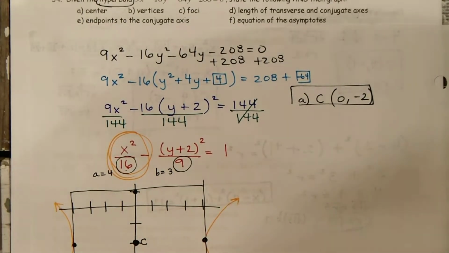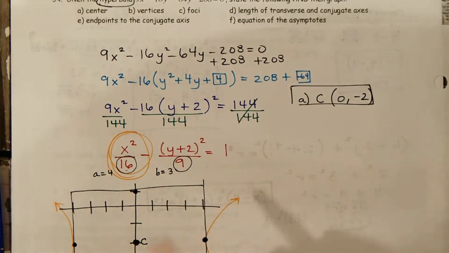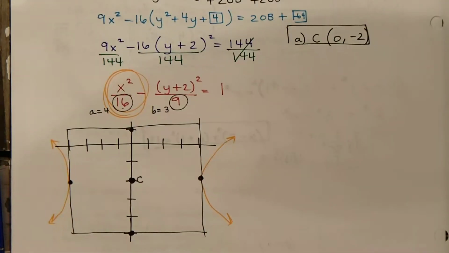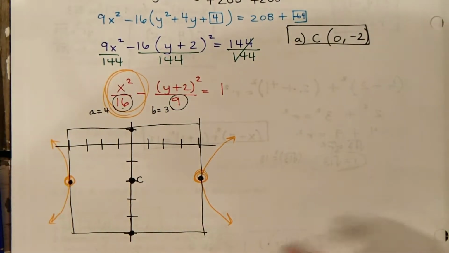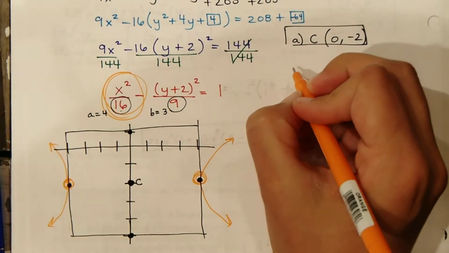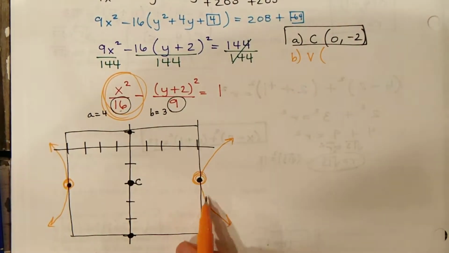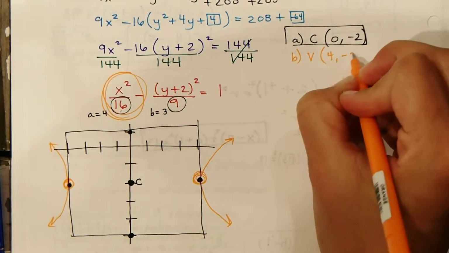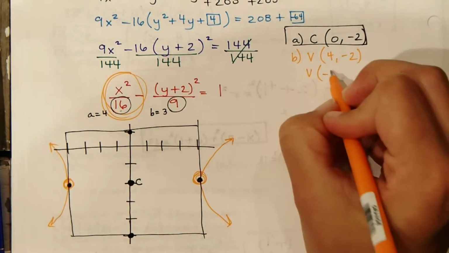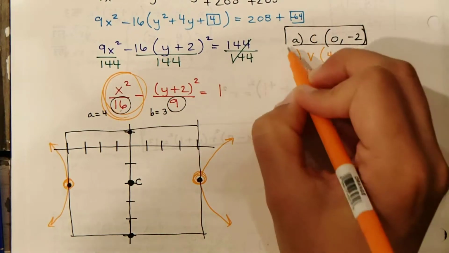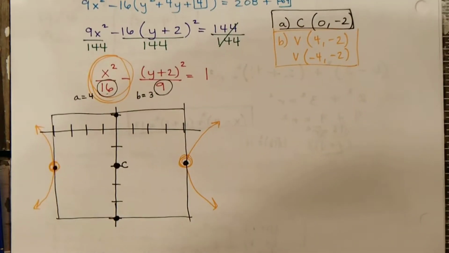So we're looking for the vertices. The vertices are going to be the points here, the vertices of the hyperbola. So our vertices, part B, are going to be at (4, -2) and at (-4, -2). So there's part B. Part C is the foci.